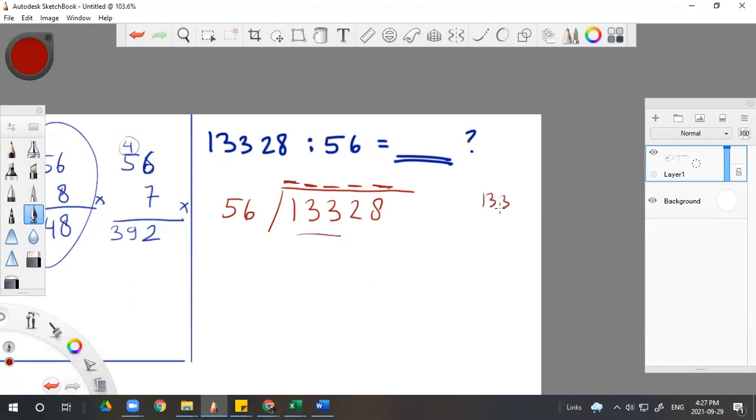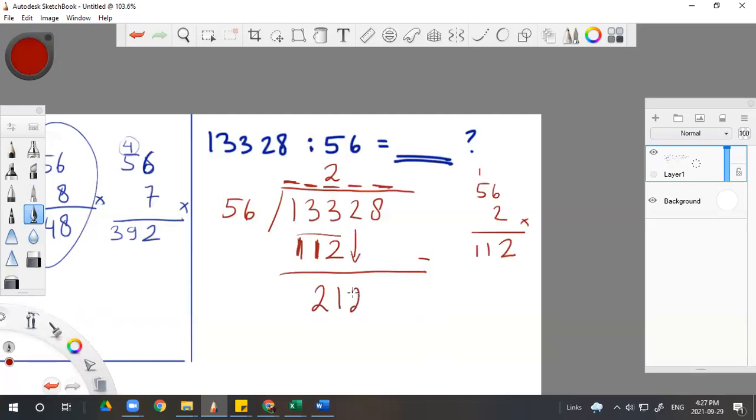So 56 times something equals 133. I'm trying 3, but it's too much. 50 times 3 is 150, and it's 133. So 56 times 2 is 112. If you put 3, it's too much. So you put 2 here and put 112 here, and you do subtraction. 1, 2, and bring down one number here, 2. 212.